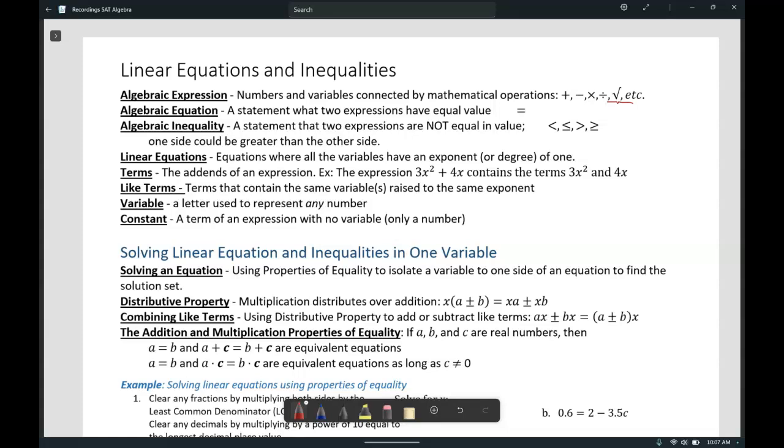An algebraic equation is a statement that two expressions have equal value. Okay, a statement that two expressions have equal value. So we take one algebraic expression, set it equal to another one. Now we have an equation.